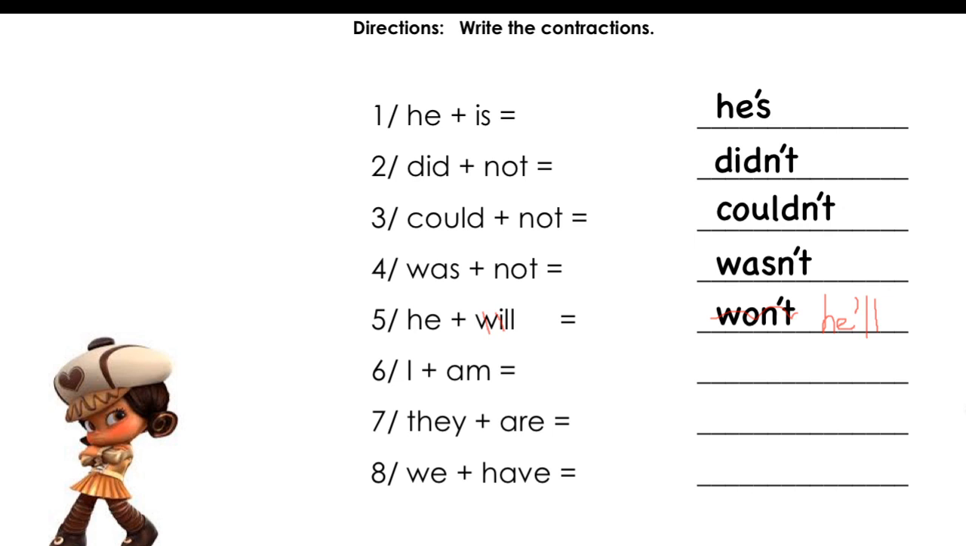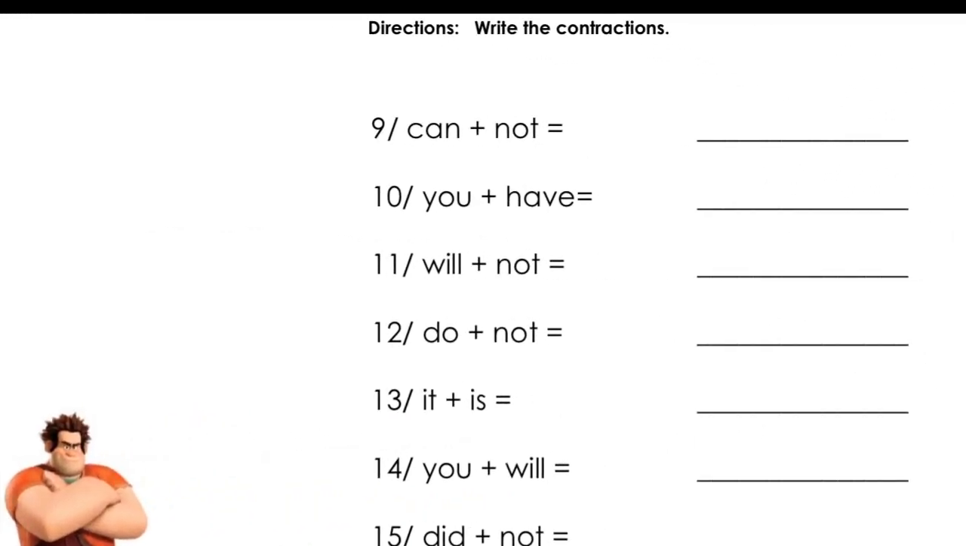He will, he'll. I am, I'm. Take the A away, replace it with an apostrophe. They are, they're. Take the A away, replace with an apostrophe. We have, we've. Take H and A away, replace with an apostrophe. And the next page, cannot is the special one, can't.